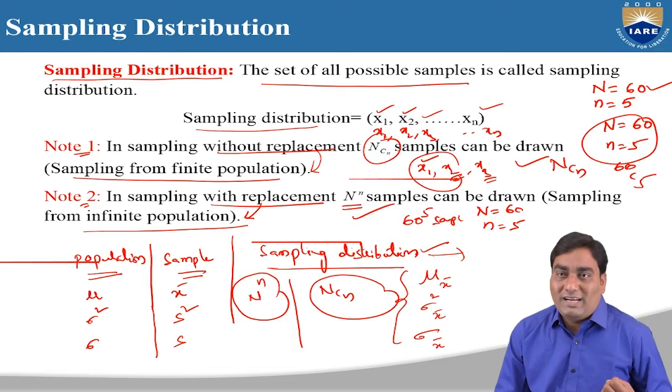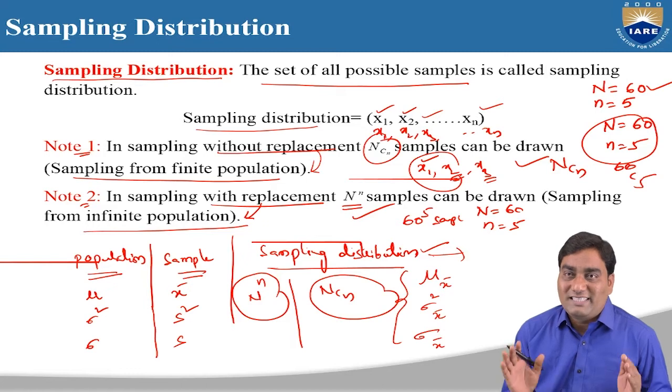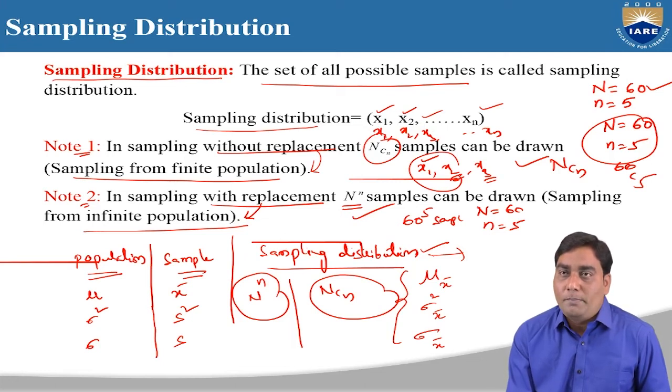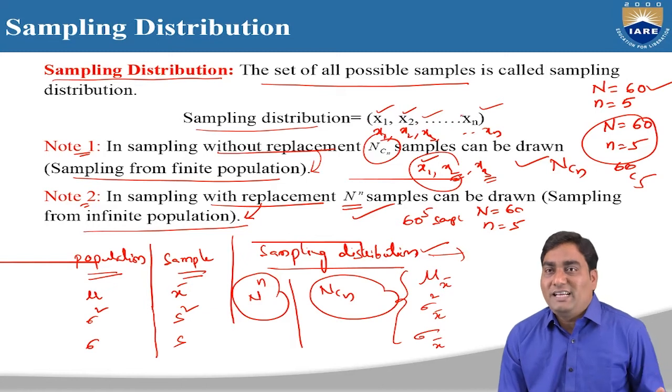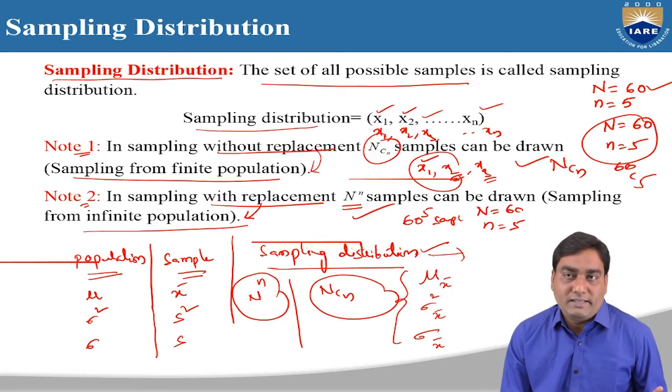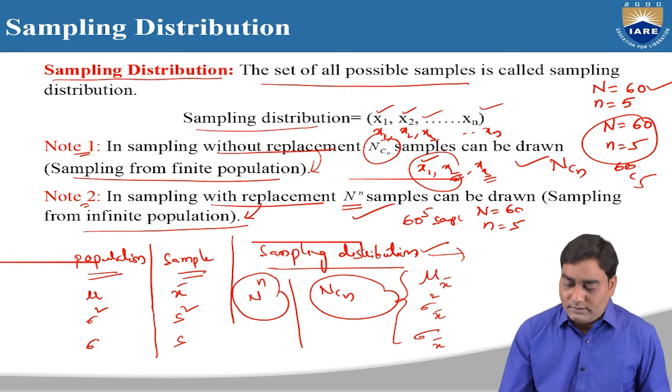We have a clear idea about the sampling distribution. Sampling distribution means the set of all possible samples. Like this, we should remember: sampling distribution is all possible samples. In with replacement, N power n samples we can draw, and without replacement, we can draw NCn samples.